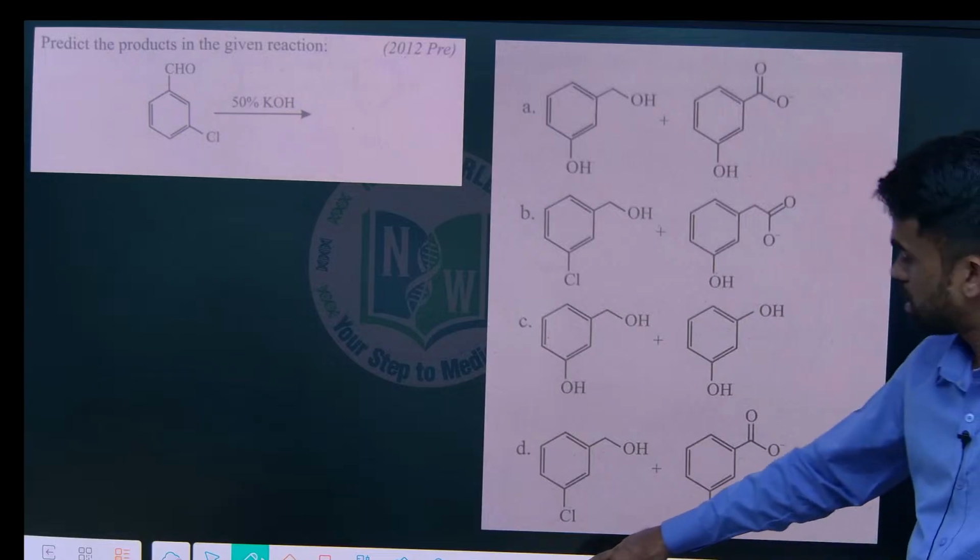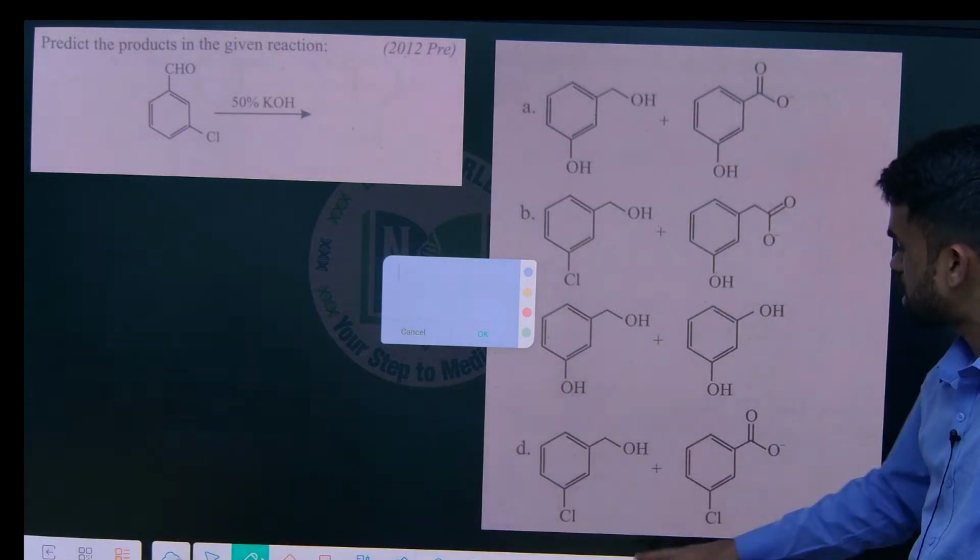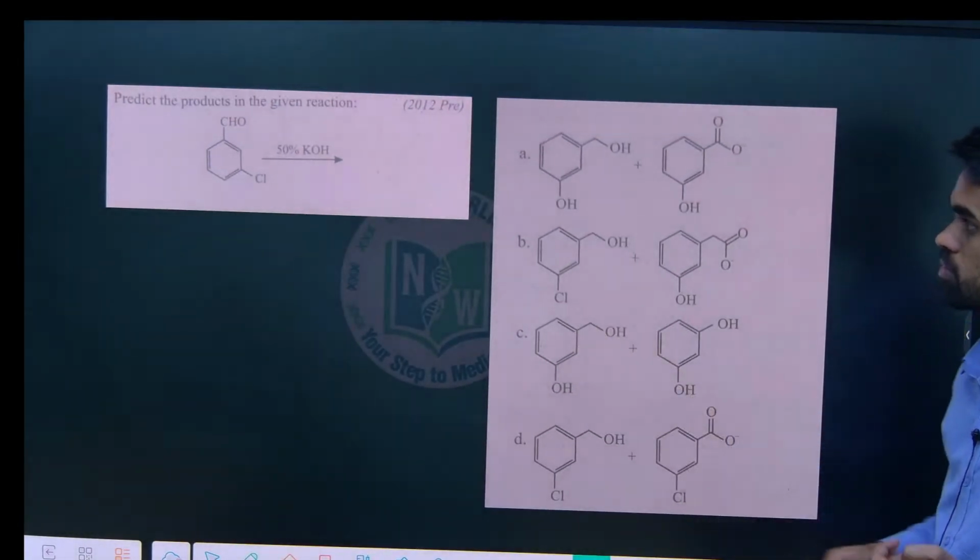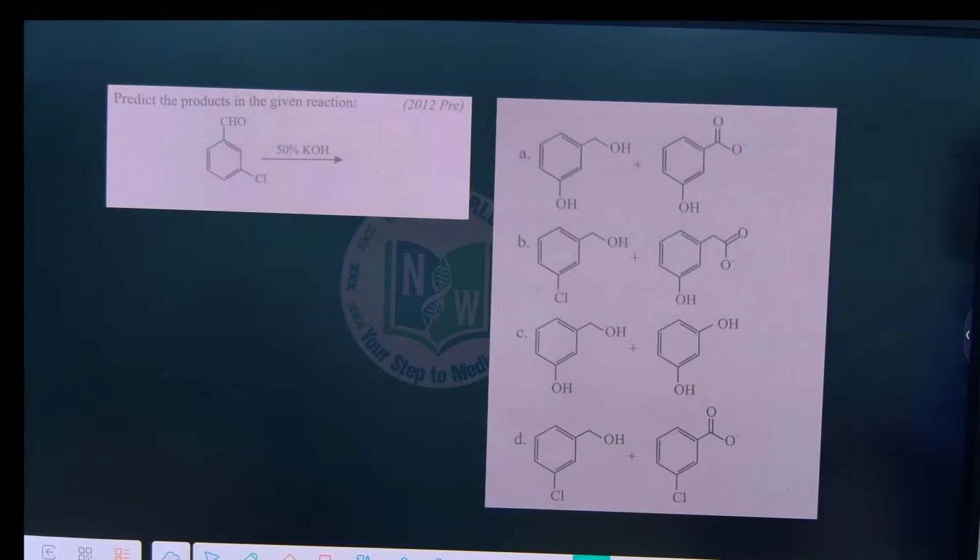Predict the products given in the reaction. First of all, look what type of reaction is taking place there. Given aldehyde treating with KOH. With KOH and aldehyde, what type of reactions do we have? Observe what we have. Do we have any alpha hydrogens? No alpha hydrogens means might be Cannizzaro, right?